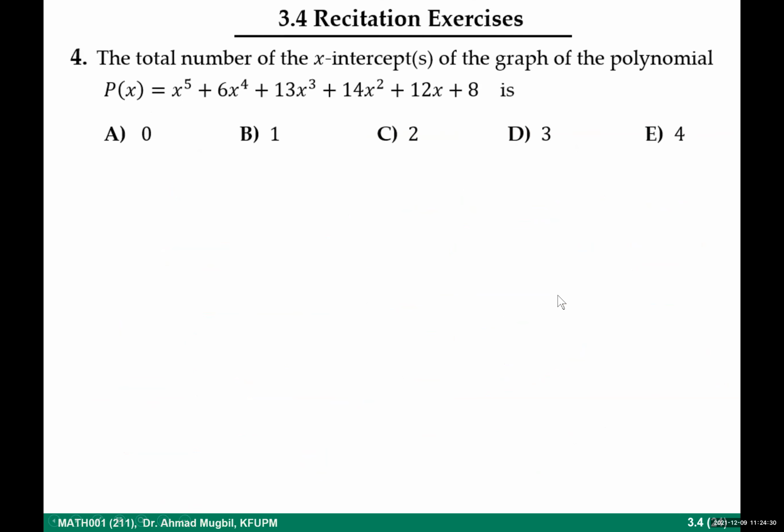Now you should solve this one, please. The total number of the x-intercepts. So when they ask about the x-intercepts, what are they asking about? No, they are not asking about the zeros. The real zeros, yes. Because you know that the x-intercepts are real zeros, because the complex, non-real zeros are not x-intercepts.